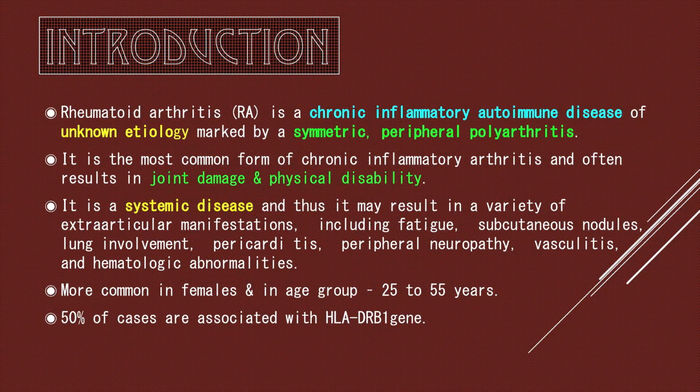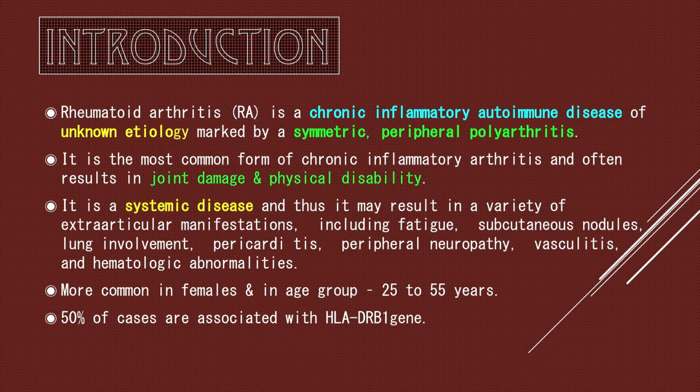Since this rheumatoid arthritis is a chronic disease, it ultimately causes joint damage and physical disability. The person becomes disabled. It is a systemic disease, and it also has extra-articular manifestations. Examples: subcutaneous nodules, that is nodules below the skin, fatigue, lung involvement. It causes pleural effusions, pericarditis, inflammation of the pericardial membrane, and neuropathies. It causes vasculitis, troubles in the vascular system, and hematological abnormalities, the blood troubles, for example anemia.